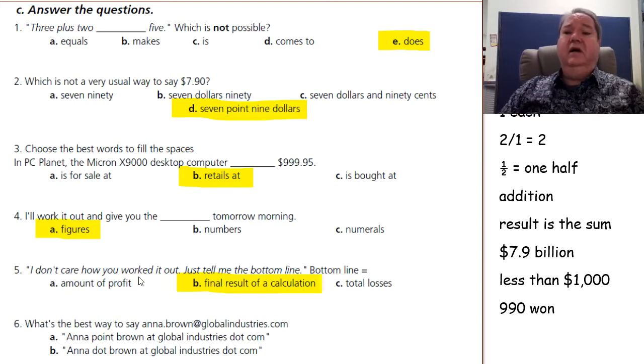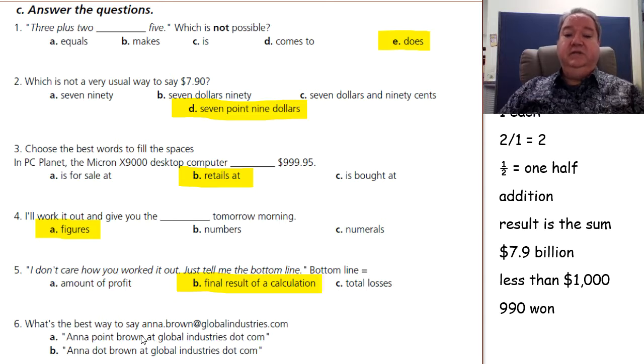This person doesn't want to know, I don't care how you worked it out. I don't need all of the details. I don't need all of the calculations you did. What's the final result? What's the total cost? What's the financial damage? What's the bottom line? Okay? The bottom line here is used for money, and it's also used in other situations too. What's the bottom line? Just tell me what's going to happen. What's the end result going to be?